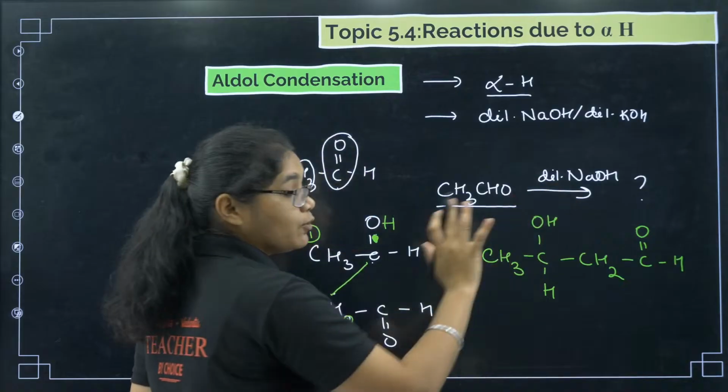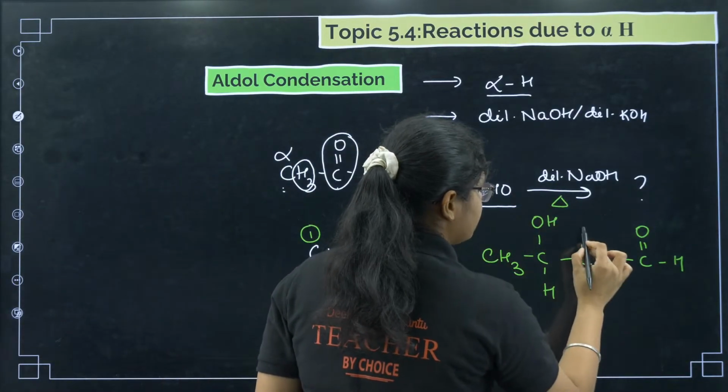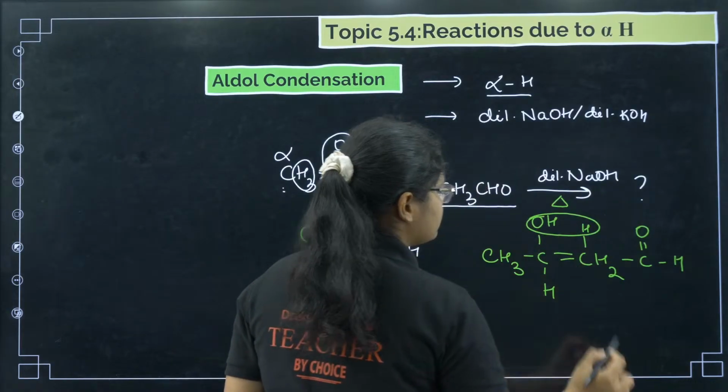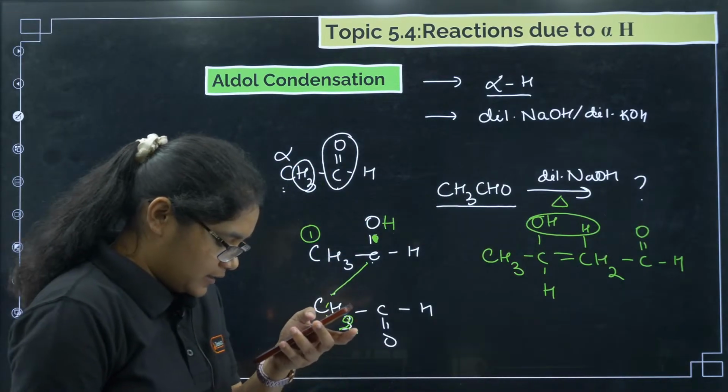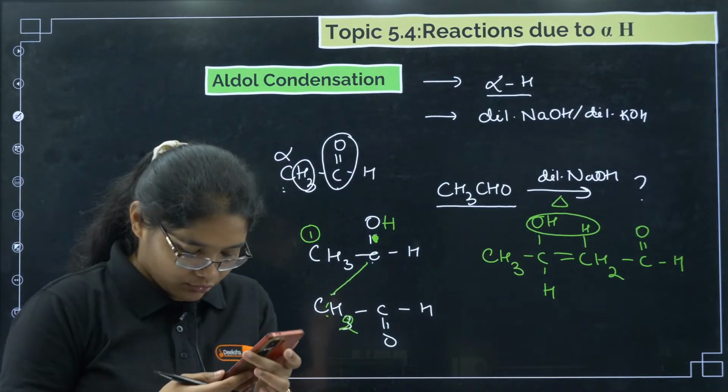Okay, this is if only dilute NaOH is given. Now if heat is also given with that, what I will do, you will remove this OH and put a double bond here. Okay, yes, clear everyone? This trick is clear to all of you?